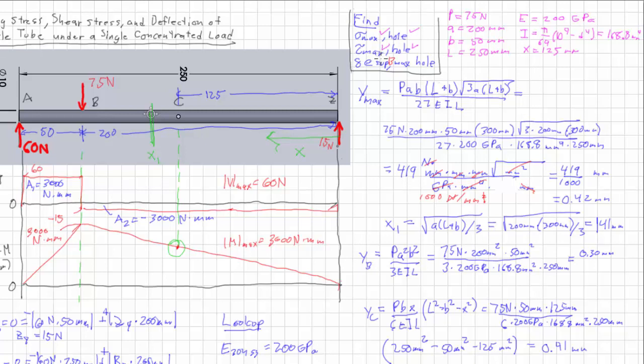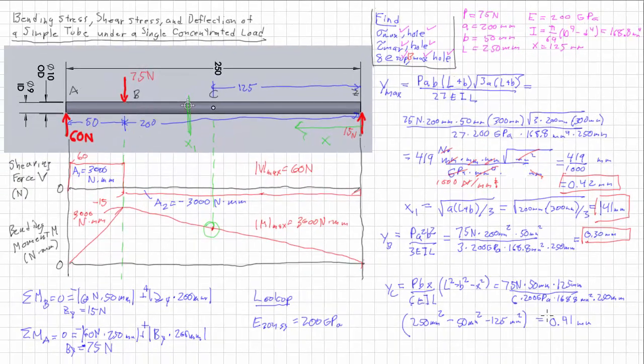So we found the deflection at the support, 75 newtons, point B, the maximum deflection, we found out where it was too, and at the hole, which is point C. So our maximum was 0.42 millimeters, 141 millimeters from the right. At the 75 Newton force, the deflection was 0.3 millimeters, and at point C, the hole, it was 0.41 millimeters.